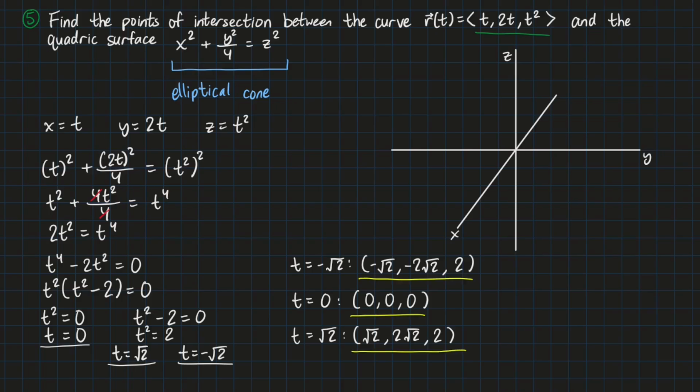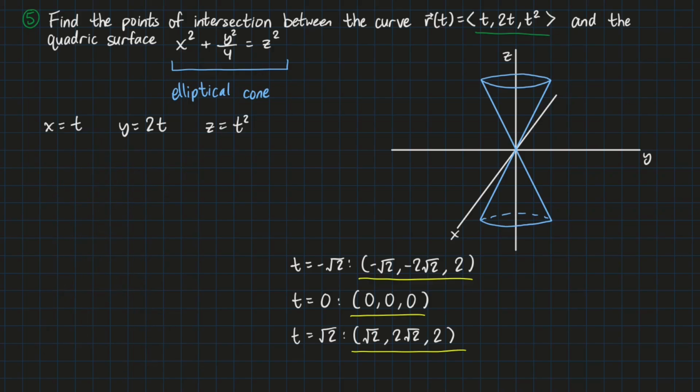If you want to get a visual of what this looks like, we can plot it on the 3D graph. So first we have the elliptical cone. I'm not going to be too exact with it. And then for the curve, we can get the surface that the curve is on by having an equation in terms of 2 of the 3 dependent variables. So first we can get an equation with x and y and with x and z, since x just equals t, and we can just make a direct substitution. We can have y equals 2x and z equals x squared.